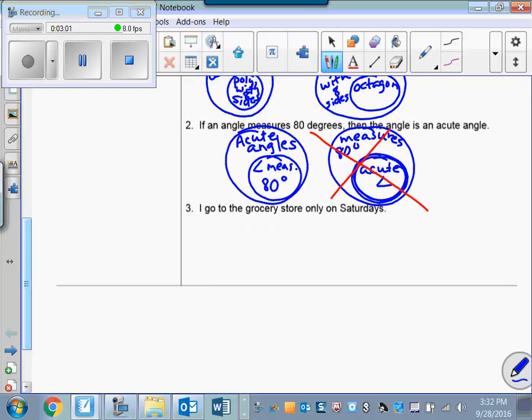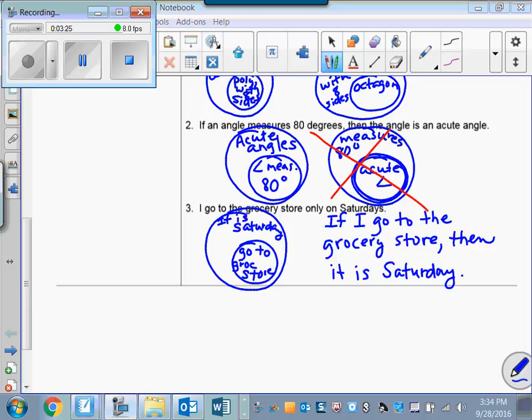How about this? I go to the grocery store only on Saturdays. Oh, this is an interesting one. So you might want to take a moment, pause here, like I asked you to, try to write the conditional statement and then fill in your Venn diagram and check back and see if we did it the same. Okay, here's how I did it. If I go to the grocery store, then it is Saturday.